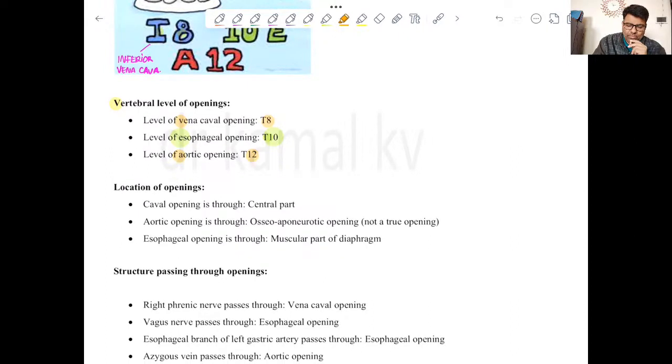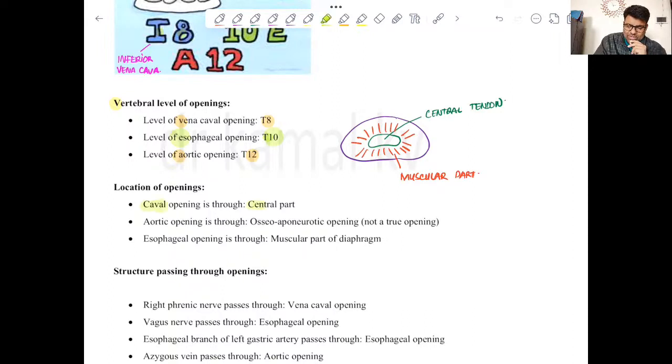Now because diaphragm is a muscle, if we draw it, there is a central tendon. So this is the central tendon, and this all is the muscular part, because we know that diaphragm is the main inspiratory muscle. So this is the muscular part. Now the vena caval opening is through the central part, right? So vena caval opening is somewhere here. So this is the vena caval opening.